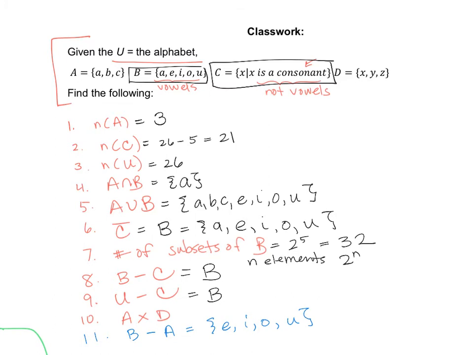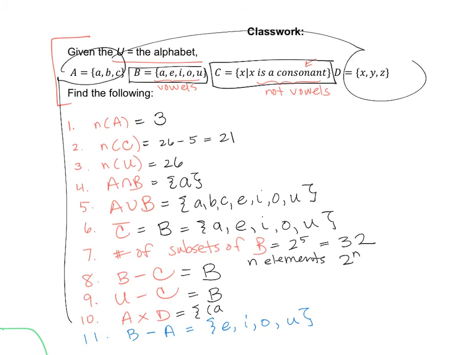And then I skipped number 10, the Cartesian product A cross D. Remember, that's just going to be a whole bunch of ordered pairs. So we have set A, B, C, crossing that with x, y, z. So I'm going to put a with each element in there. And then I'm going to put b with each element in D. And c will go with everybody.